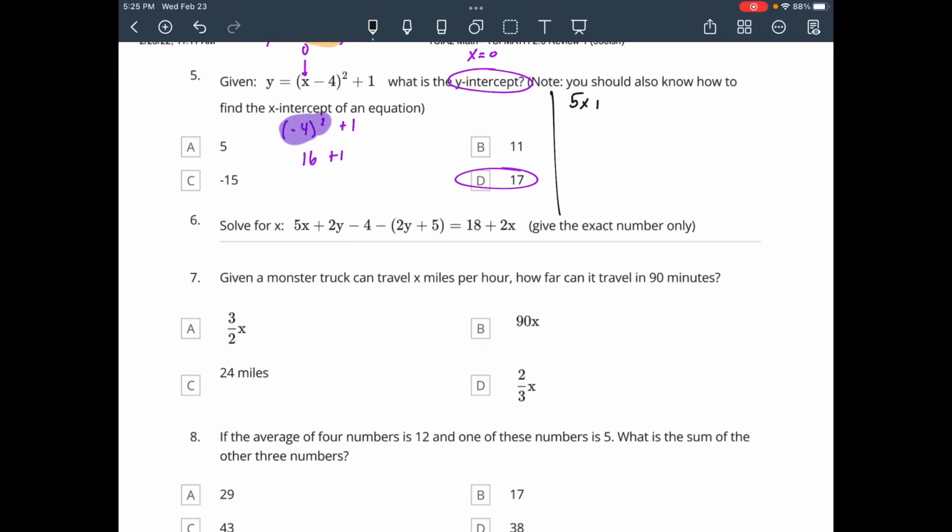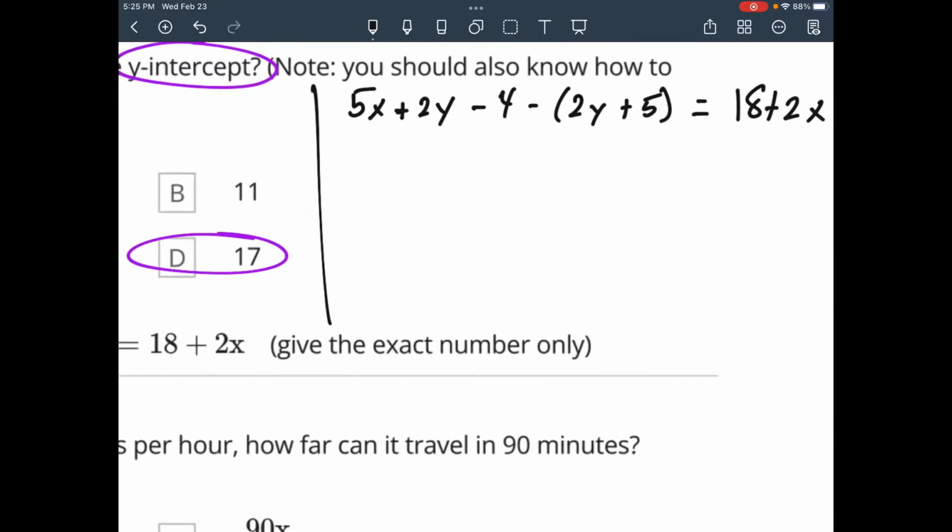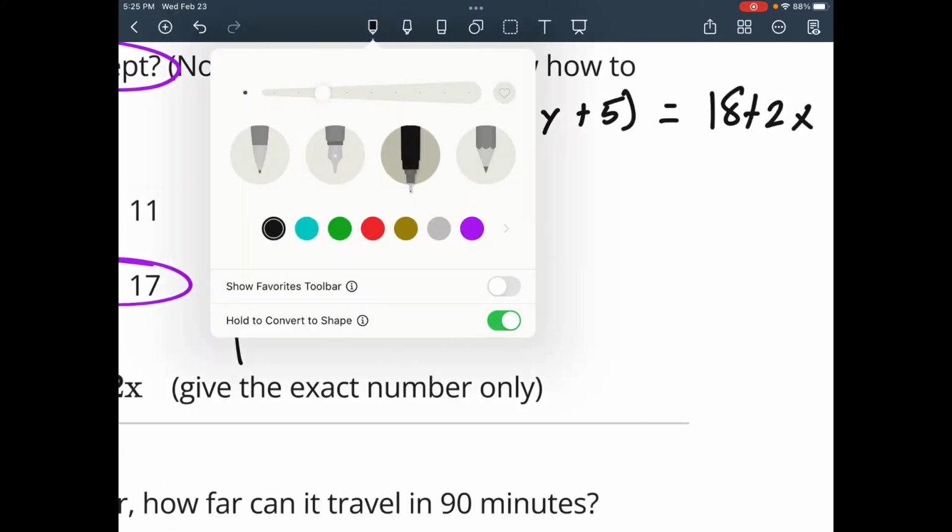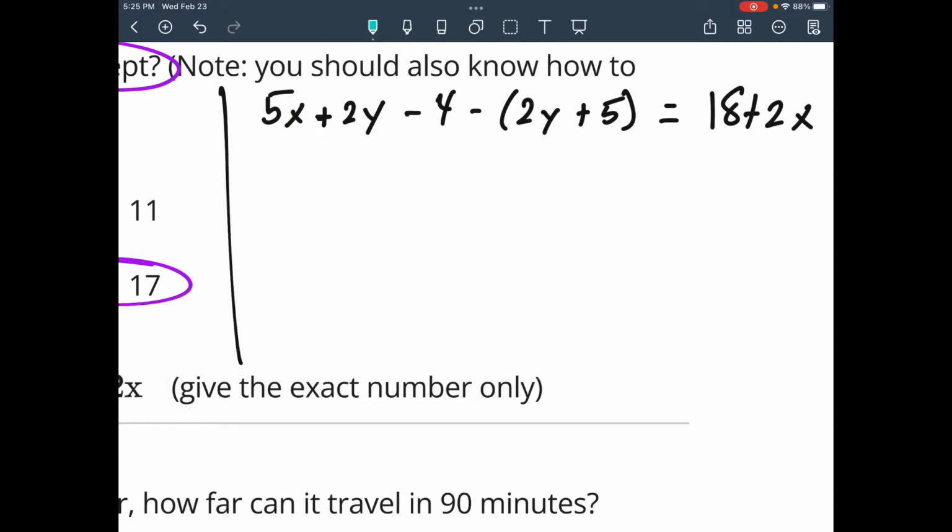5x plus 2y minus 4 minus (2y plus 5) equals 18 plus 2x. And we're looking for the letter x, right? Well, first and foremost, you do parentheses first. Remember? So we should be doing this right here first.